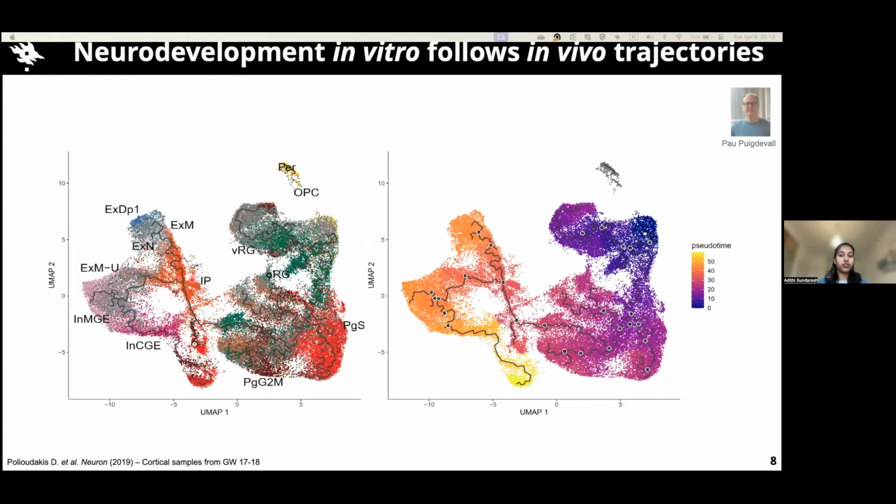And by constructing a pseudotime trajectory, we also see that overall the developmental trajectory seems to follow what would be expected from what we know about in vivo. So all of this is great. It reassures us that we're producing relevant cell types, but then there's still the question of how to link this back to the cell painting assay.